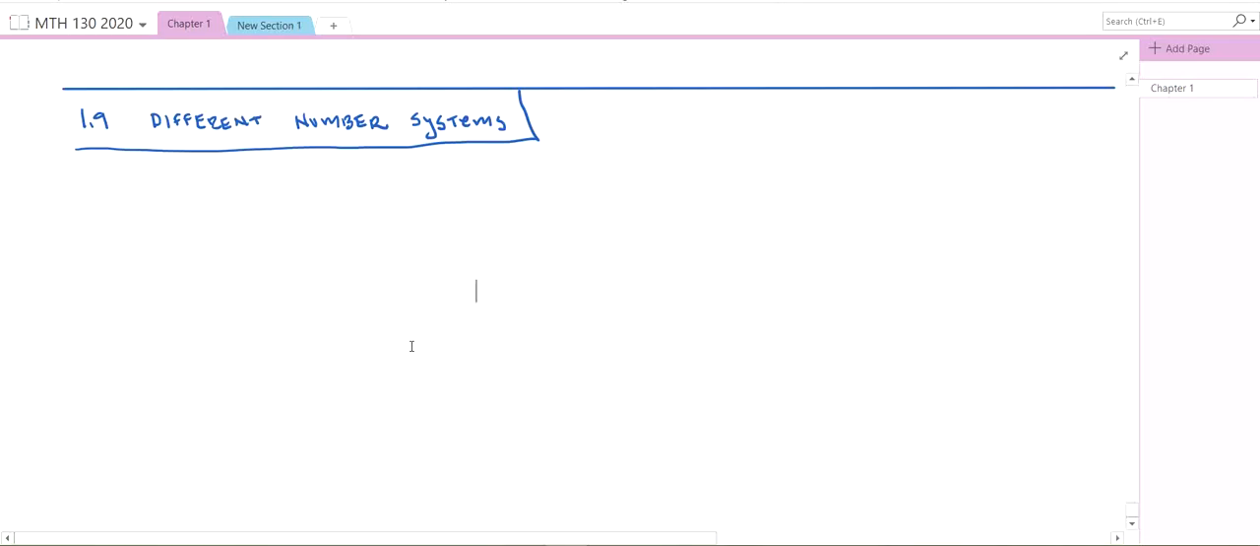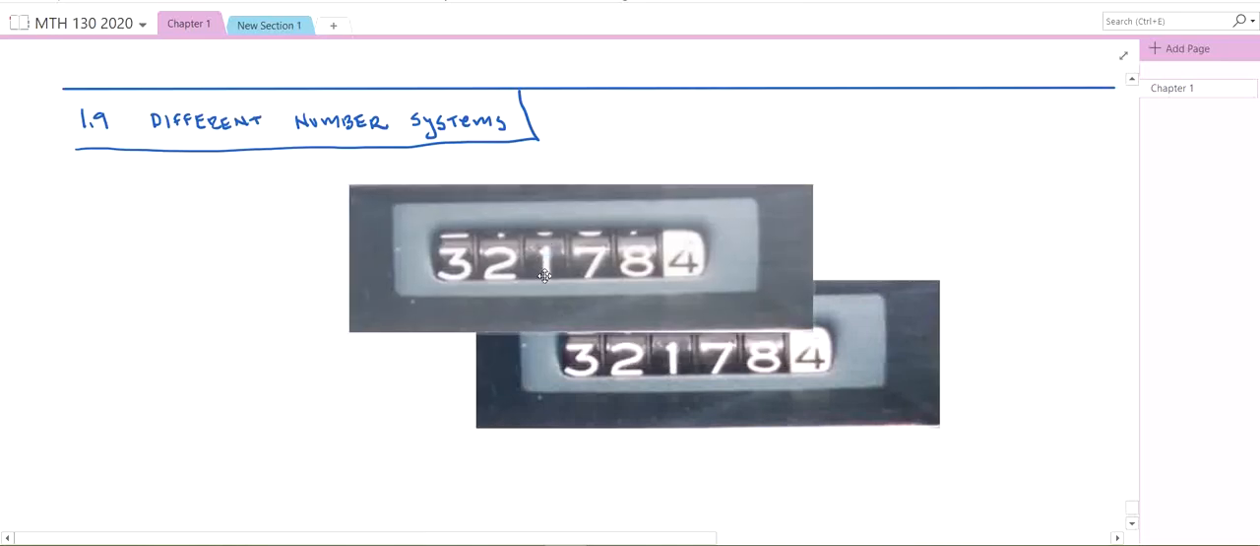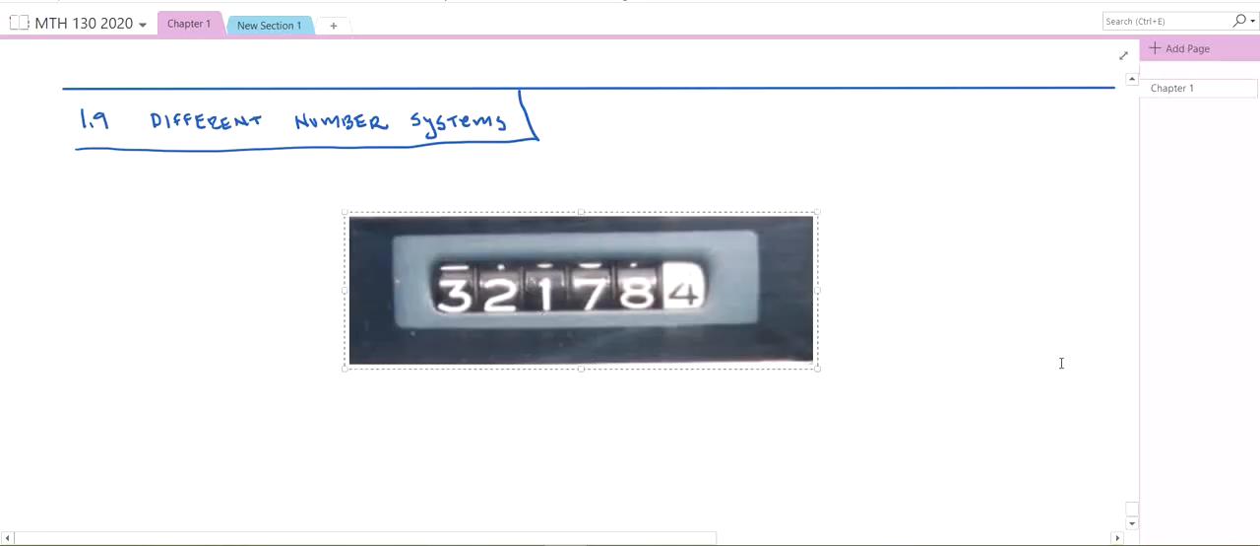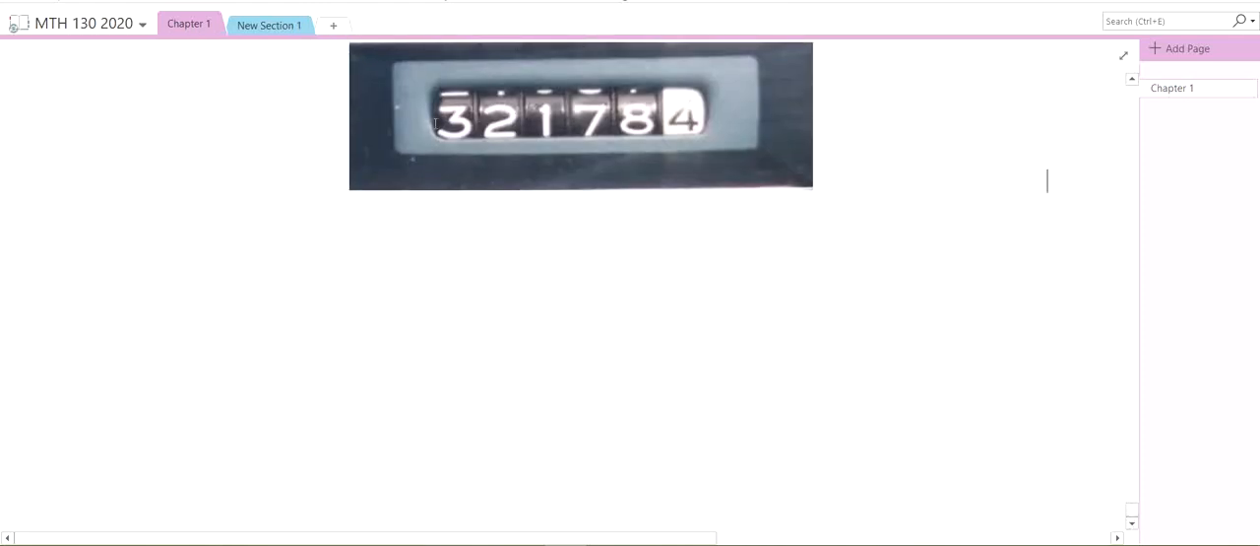Okay, everyone is probably familiar with a car odometer. This is a mechanical version. Yours is probably electronic in your car. But we use these to count, essentially count the number of miles your car has driven.